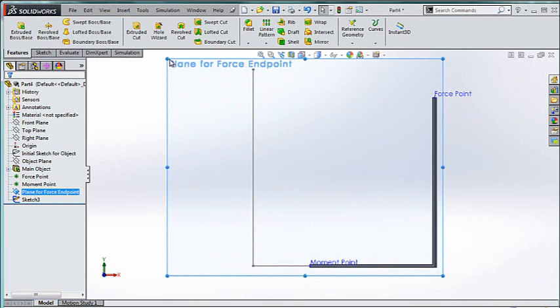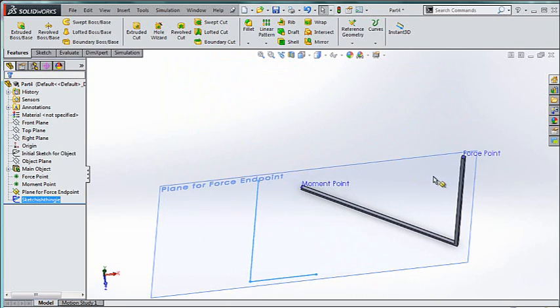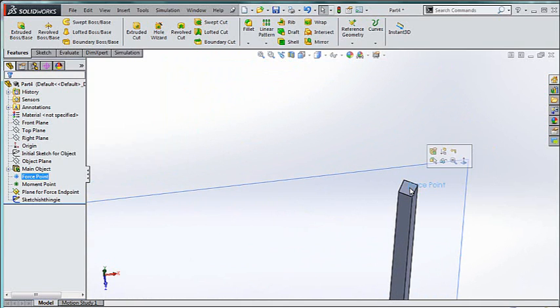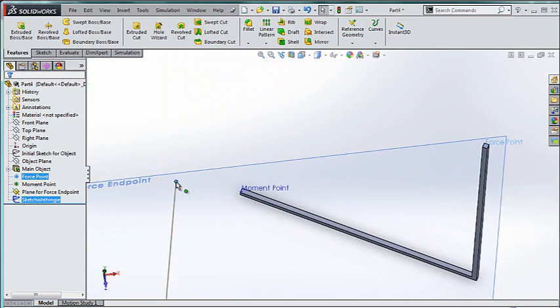So, I don't really care what I call this. I can call it, I don't know, sketch-ish thingy. All right. Okay. Now my last thing that I want to do is, I know that my force is going to go from my force point to that end point. So I'm going to scroll in, select my force point, scroll out, and hit Control and select the other point. So I should have force point and sketch-ish thingy selected.